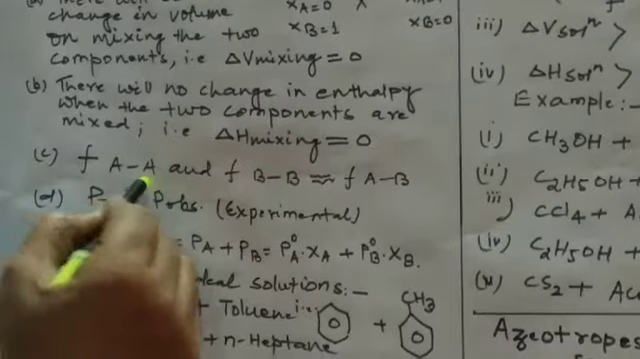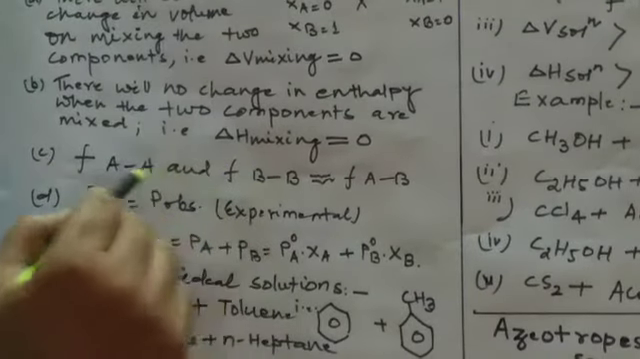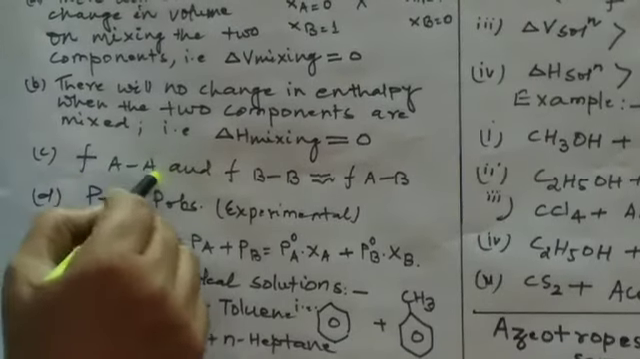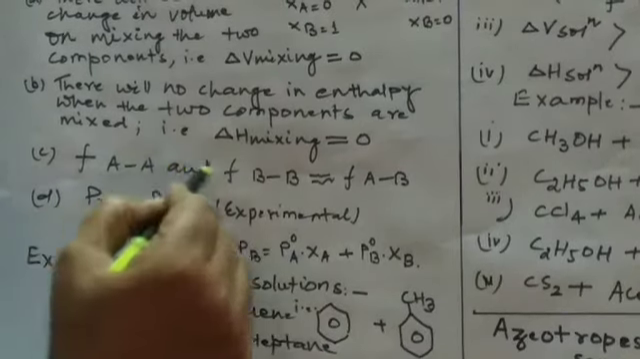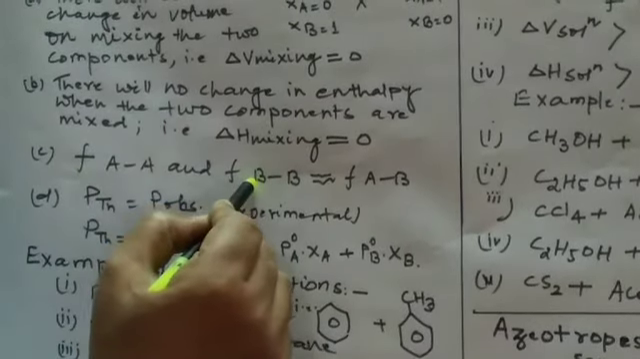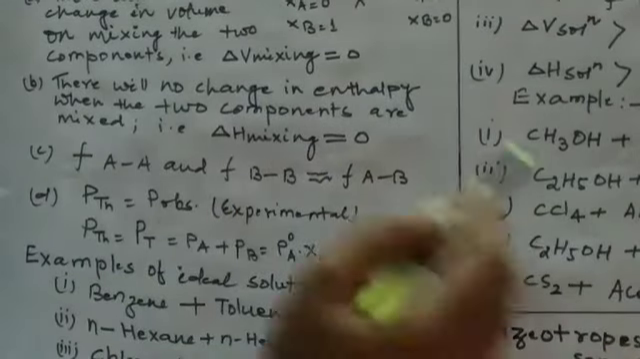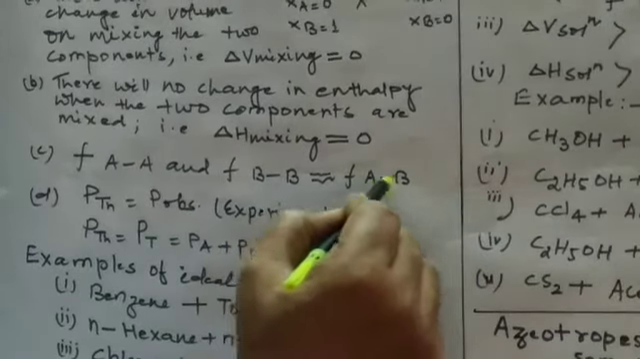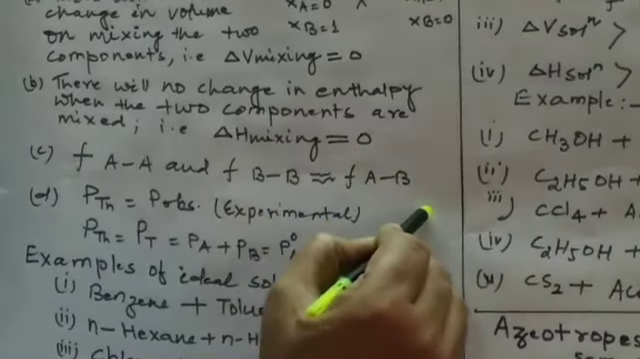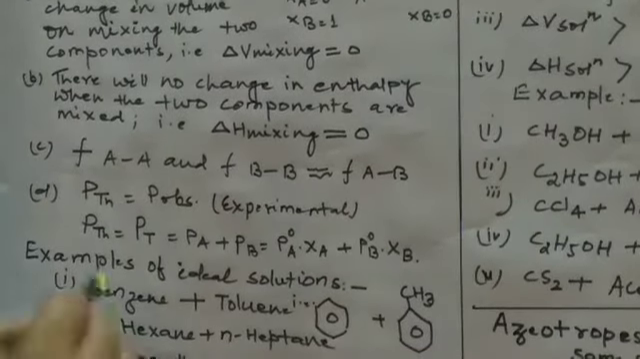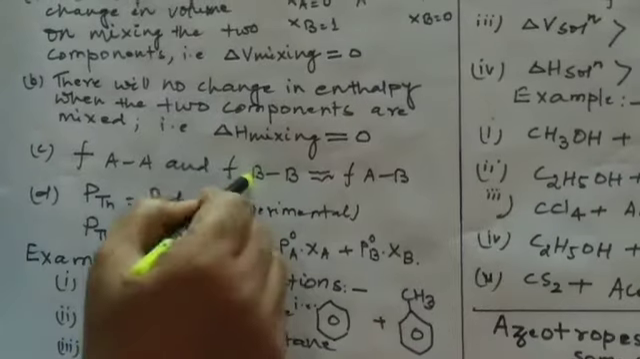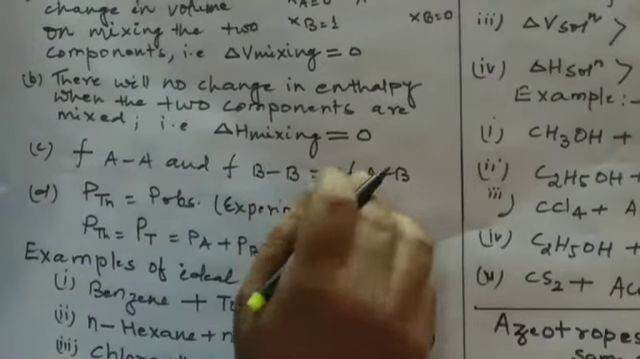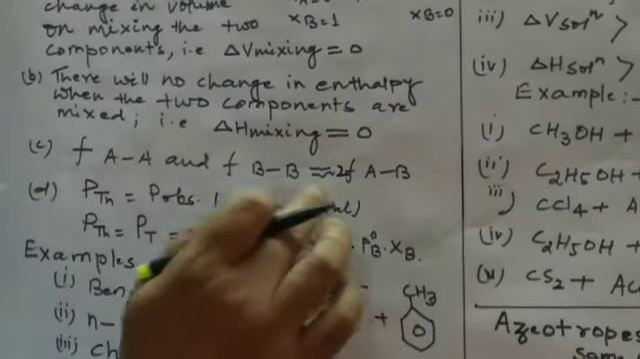So if the heat absorbed in breaking the bond between component AA and the bond between the component BB are 10 kilojoule and 10 kilojoule, that means the total energy required to dissociate the bonds between A components and B components is 10 plus 10, 20 kilojoule. And if the energy released on the formation of two molecules of AB is 20 kilojoule, then the solution is said to be ideal. That means heat absorbed 10 kilojoule plus 10 kilojoule, and heat released is two times the force of interaction between A and B, so it will be 20 kilojoule.